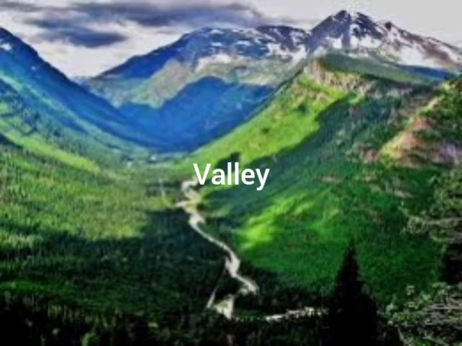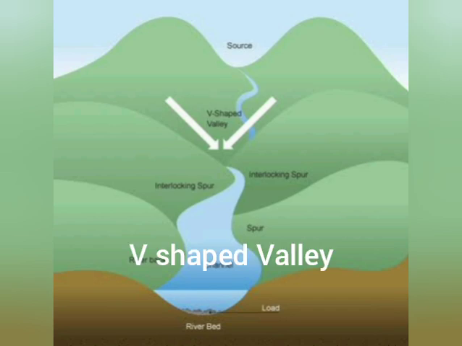Valleys. A valley is a very long depression which is between two highlands or mountains. Valleys can either be V shaped or U shaped. A V shaped valley is formed in the upper course of the mountains.